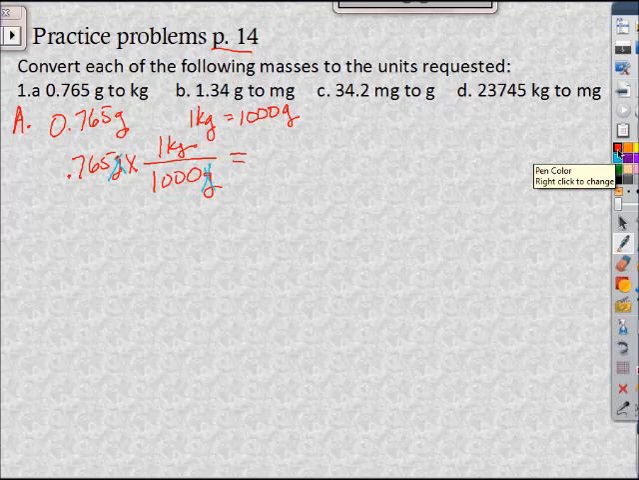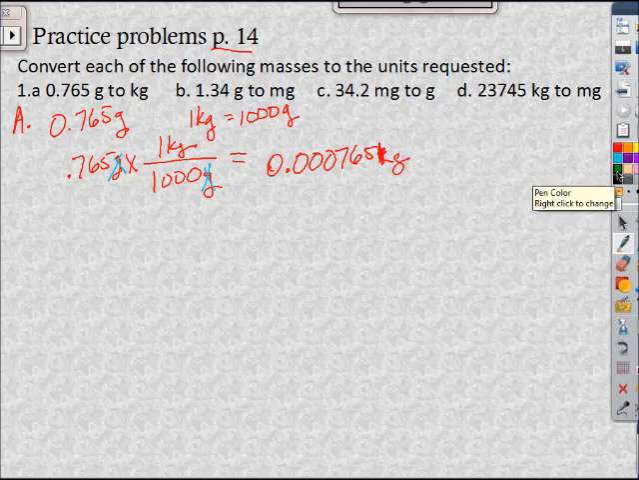So if you put this into your calculator, you would find that 0.6765 kilograms divided by 1,000 is 0.000765 kilograms. Okay? Moving on, we're going to try B.